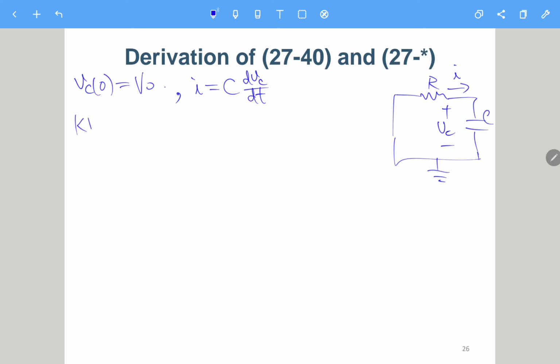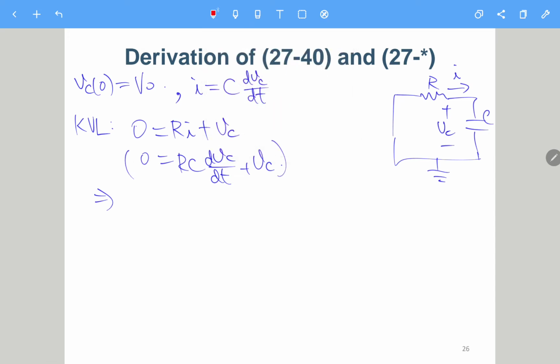Okay, so here, when we use KVL to write an equation, this time we don't have E anymore because the E is open. So on the left side, we only have zero. And then the voltage across the resistance is nothing but R times I, plus VC. Here we can just plug in I equals C dVC/dt, so we will get RC dVC/dt plus VC. Okay, so we can divide by RC on both sides, so that it becomes dVC/dt plus 1 over RC VC equals 0.